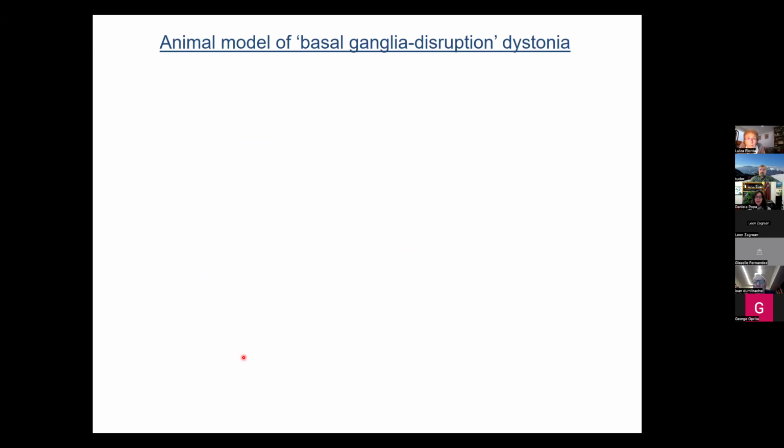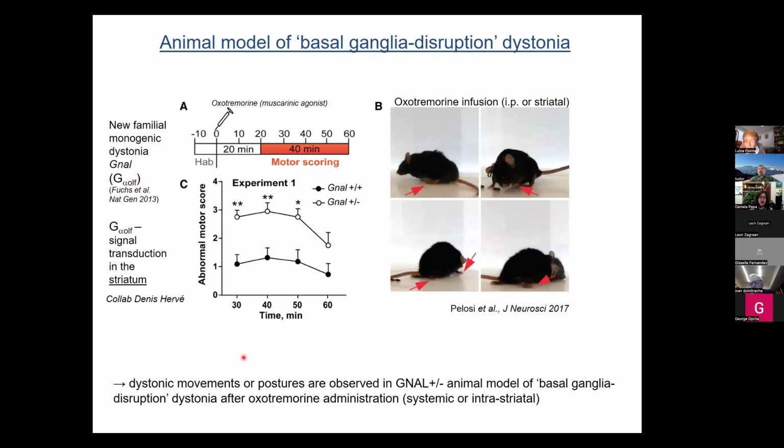We wanted to look at an animal model of basal ganglia disruption dystonia. There are also animal models with dystonia originating in the cerebellum, but we wanted to see, in the same line with pathologies that develop in the basal ganglia, how the cerebellum and the cerebellocortical drive compensate. So we chose an animal model of dystonia that is basal ganglia disrupted. This is GNAL, DYT25, a familial monogenic dystonia. GNAL codes for G-alpha-olf, which is important for signal transduction in the striatum.